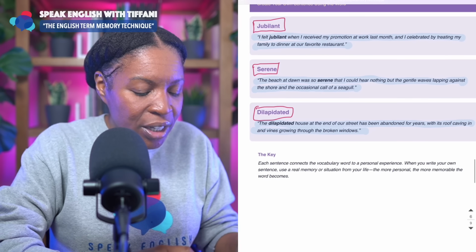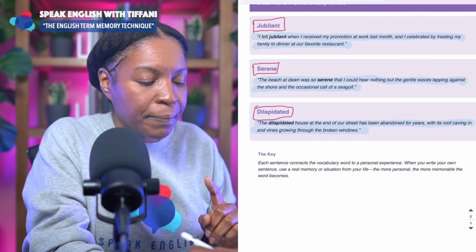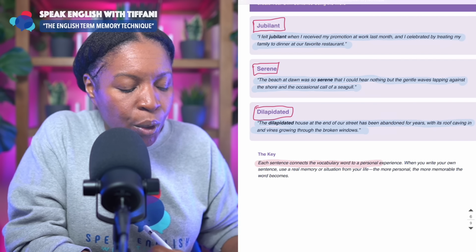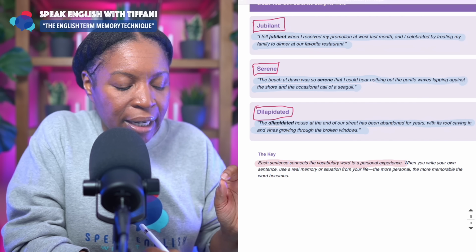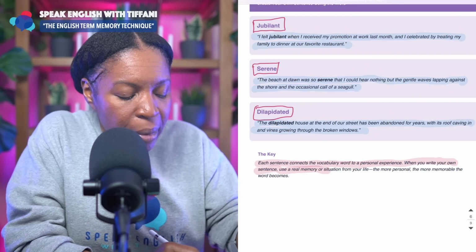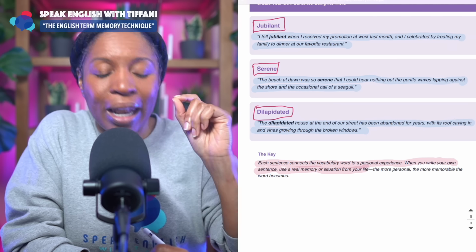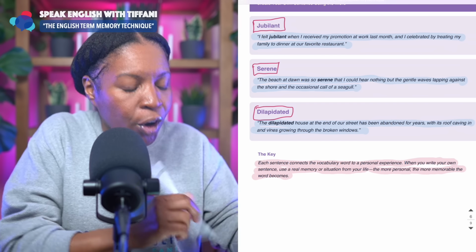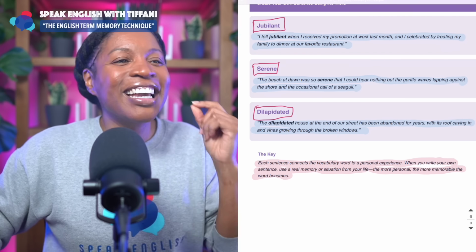Now, here is the key. I want you to listen very closely. Here's the key. Each sentence connects the vocabulary word to a personal experience. So when you, my friend, write your own sentence, use a real memory or situation from your life. The more personal, the more memorable the word becomes. This is step 2 of our 5-step memory technique, and it leads us to step number 3.